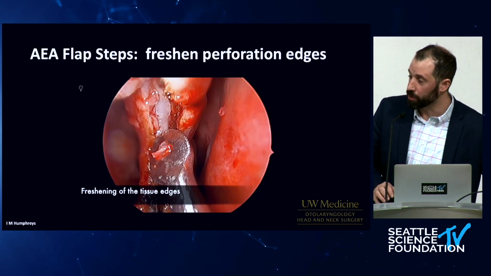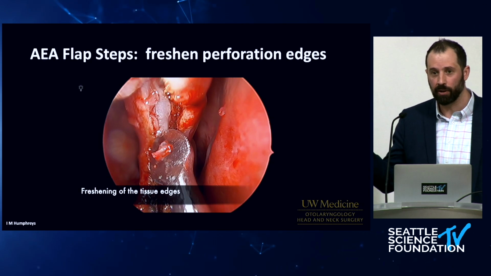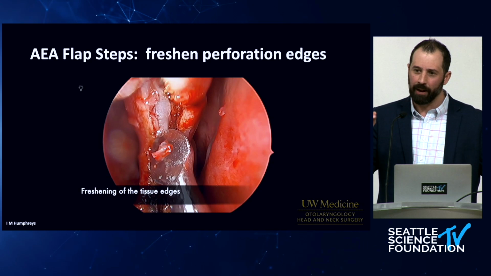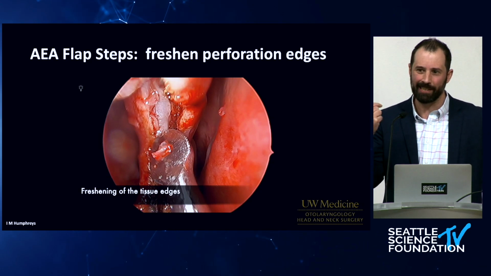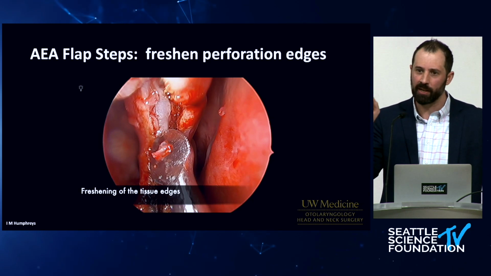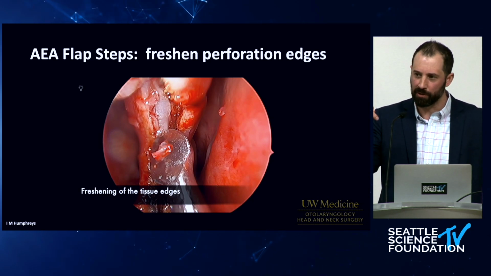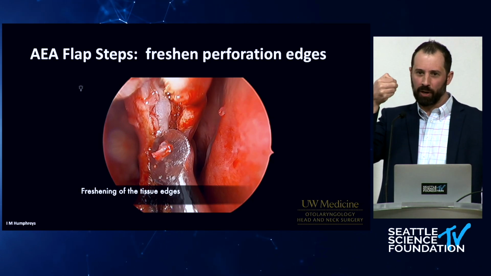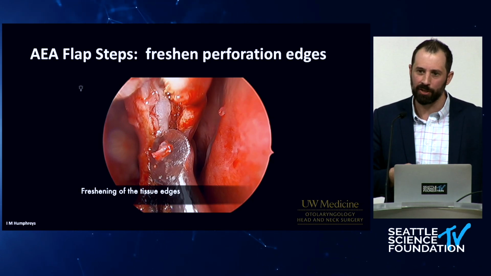Then using an additional instrument, in this case I'm just showing a caudal elevator, to further develop the separation of those edges. The area that you're going to struggle with the most is anteriorly. Posteriorly on the posterior septal perforation edge, it's direct line of sight. It's very easy to manage that, as well as inferiorly and even superiorly.